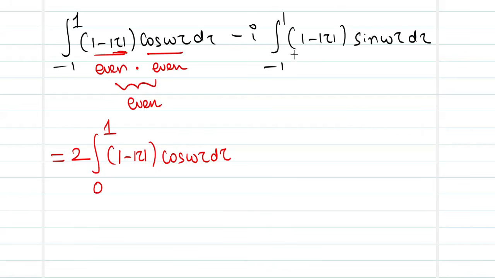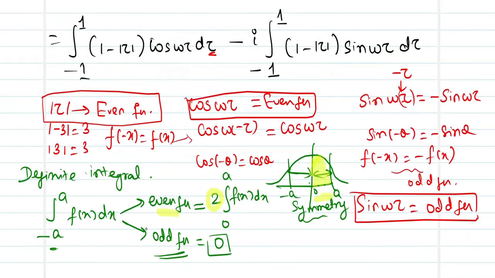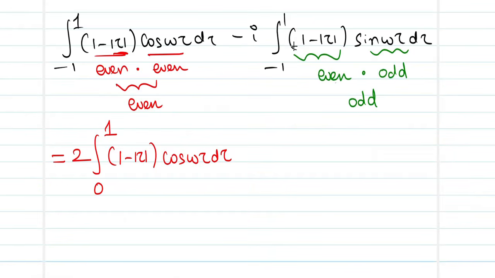Now moving on to the second part. Modulus is an even function, and sine is an odd function. When you multiply an even with an odd, you get an odd function. And the property of an odd function is that it becomes 0 for a symmetric interval. So this entire second half will now vanish to 0. So we just have the first portion for our estimation.